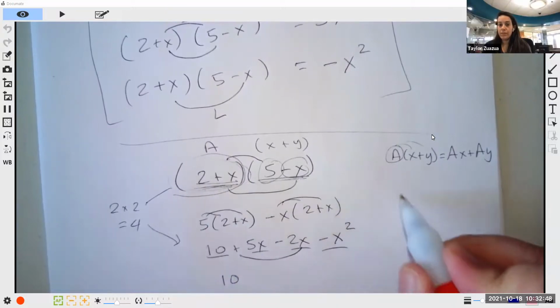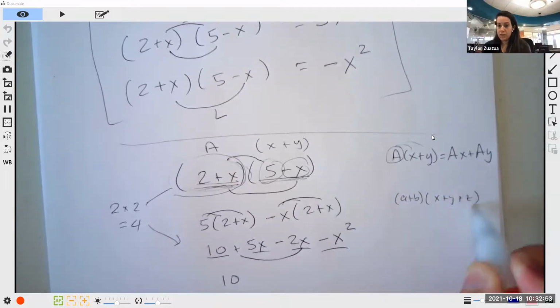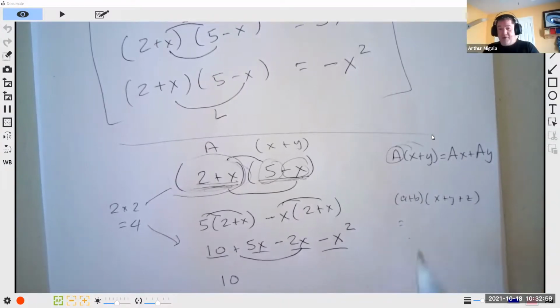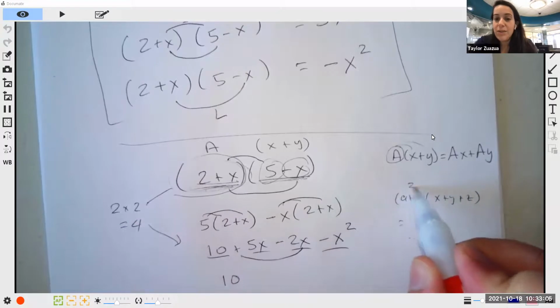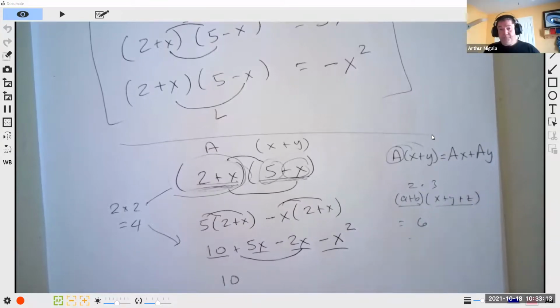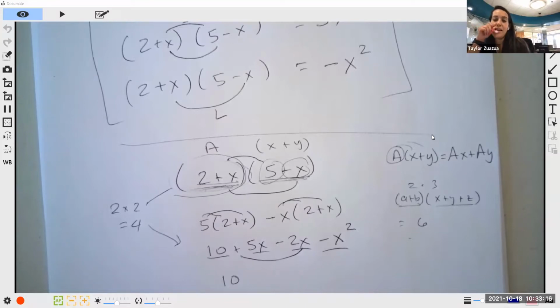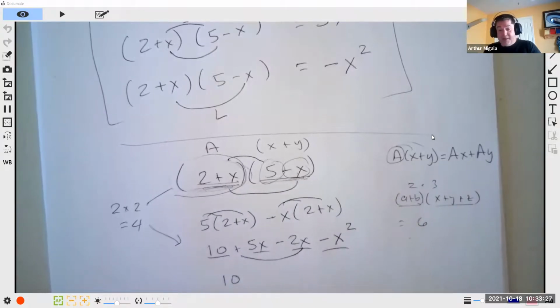Now, if I had A plus B times X plus Y plus Z, if I multiply these together, how many terms should I have? 2 terms times 3 terms, so I'll have 6 terms. Okay, I did that wrong, but now I see. It's A times each of the 3, and B times each of the 3, multiplied because of the parentheses. Now I combine like terms.